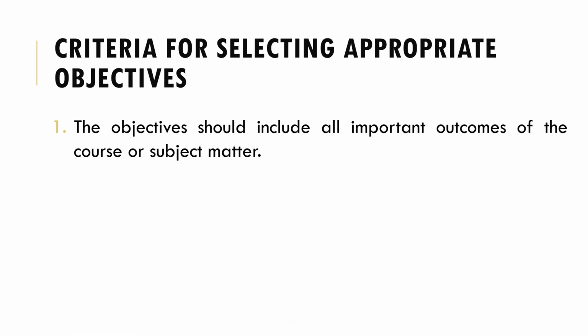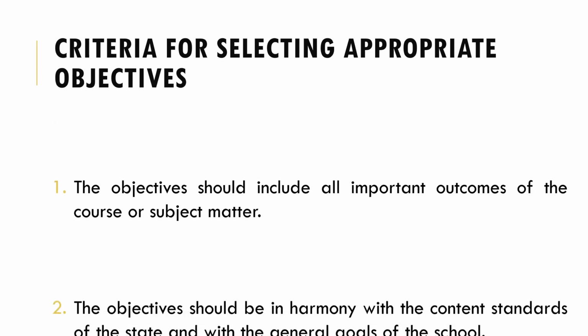Here are the criteria for you to select your appropriate objectives. I think we have four. First one is the objectives should include all important outcomes of the course or subject matter. For example, if the lesson is all about discussing the concept of photosynthesis, therefore the objective should focus on discussing the concept of photosynthesis and make sure that the objectives could generalize the whole thing, the discussing of photosynthesis.